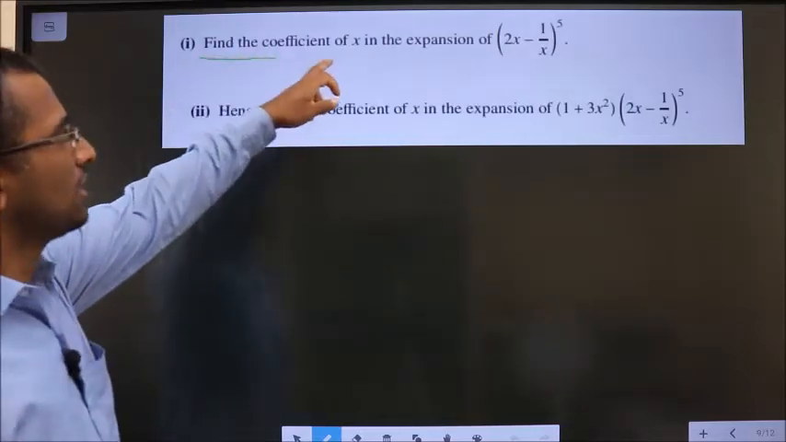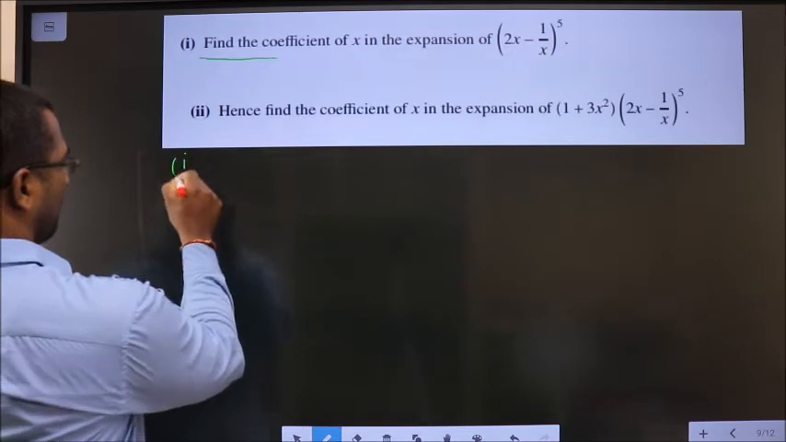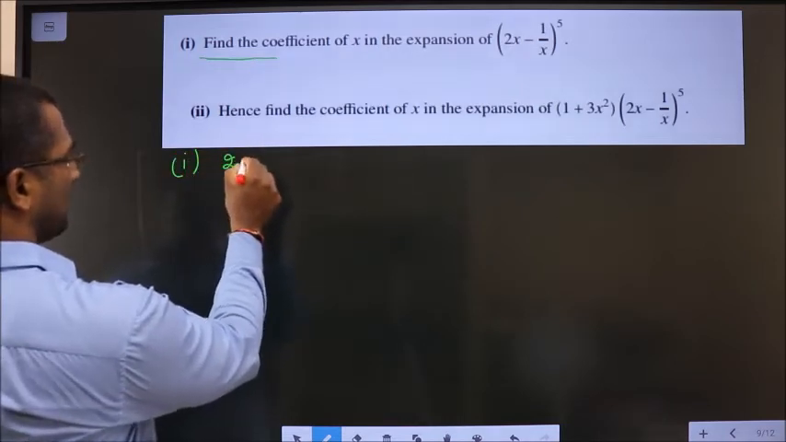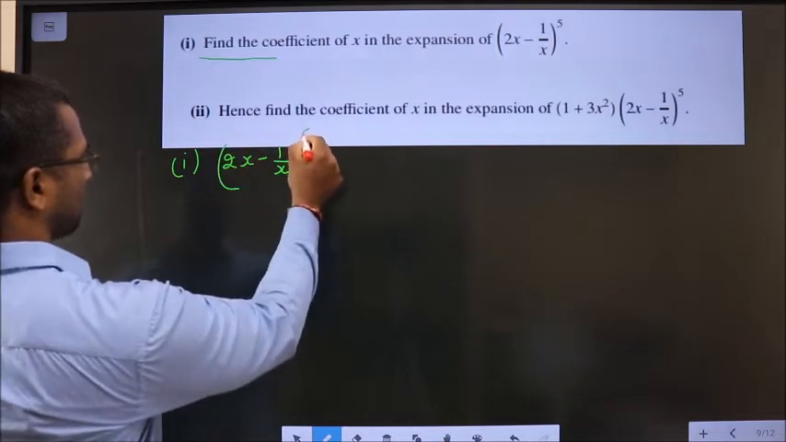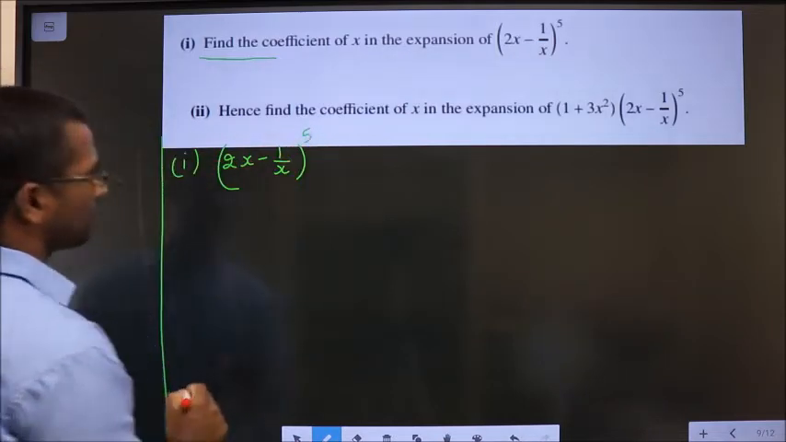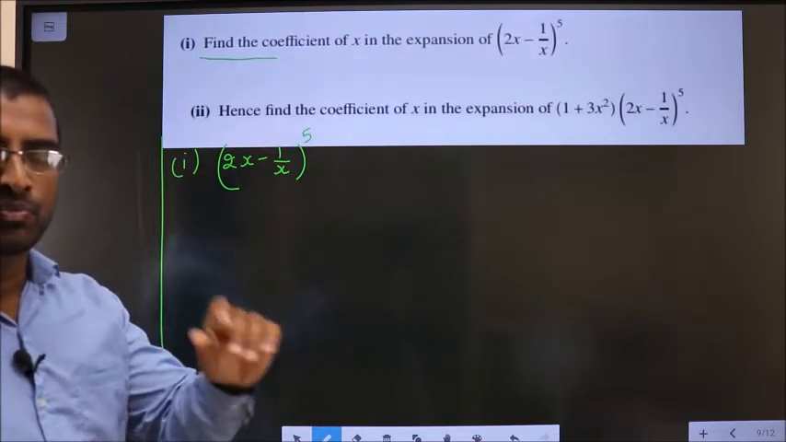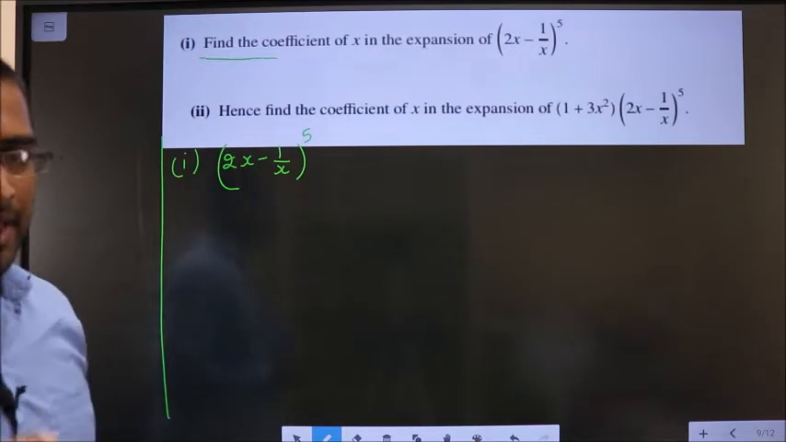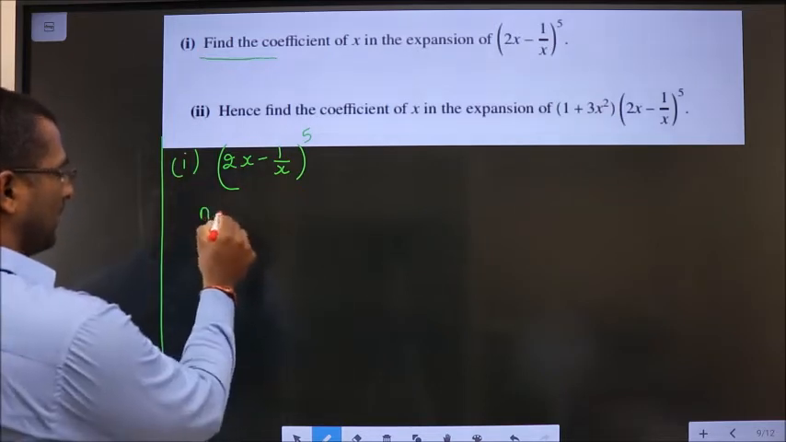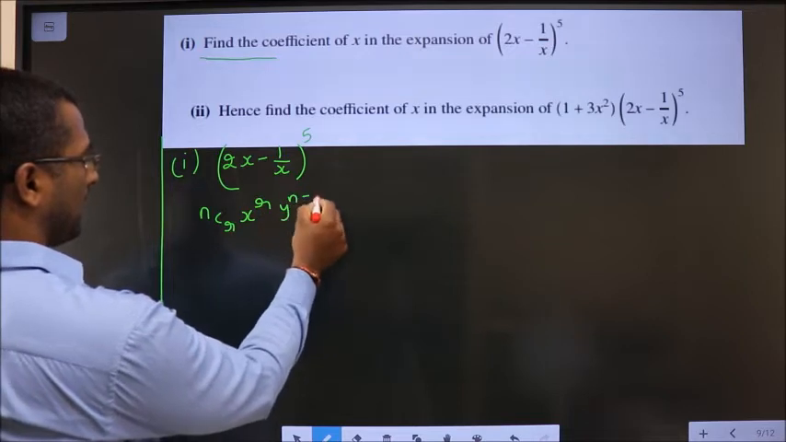Find the coefficient of x in the expansion of (2x − 1/x)^5. We are doing the first bit. For any binomial theorem sum, we should write the general term first. The general term is nCr x^r y^(n−r).